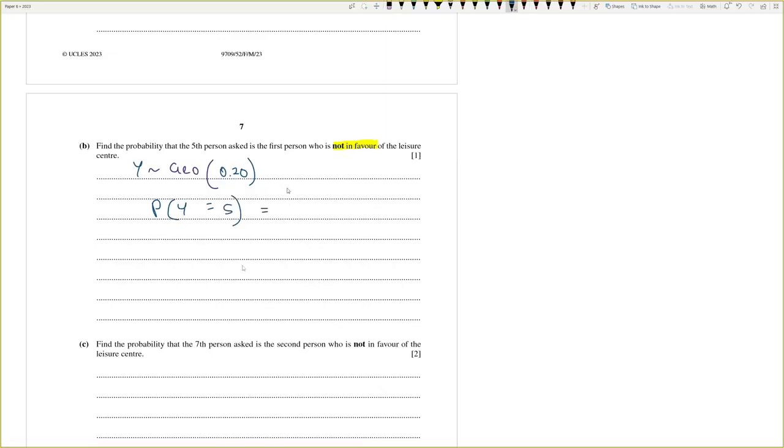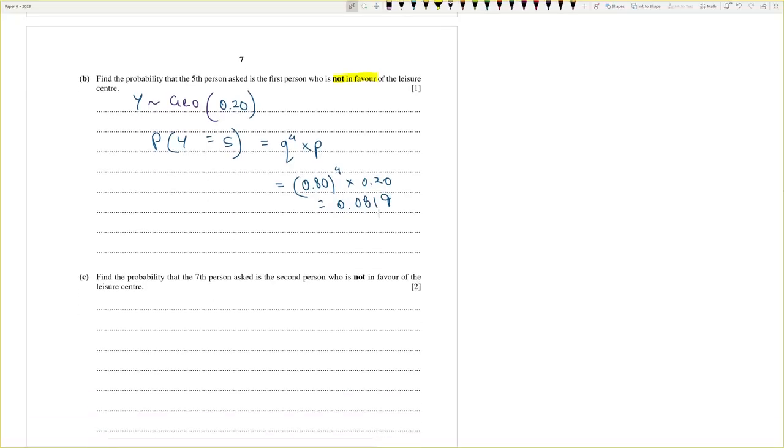So what does that mean? We are going to get failure 4 times, q to the power 4, followed by success on the fifth try. So that's 0.80 failure to the power 4 times 0.20, which gives you an answer of 0.0819. Okay? Find the probability that the seventh person is the second person who is not in favor of the leisure center.